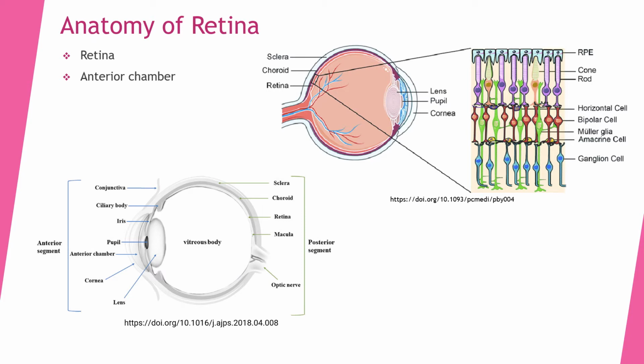Let's review a very simple anatomy of the eye. The retina is the innermost layer of the eye, while the middle layer is the choroid and the outer layer is the sclera. Anterior chamber is the space surrounded by the cornea anteriorly and pupils and the iris posteriorly. Sickle cell disease can affect these areas the most.